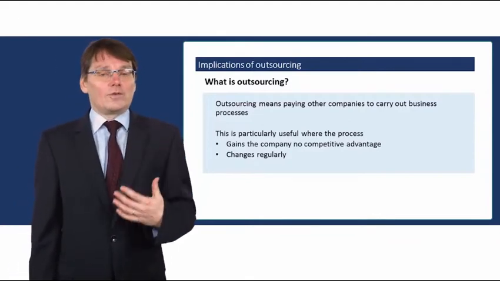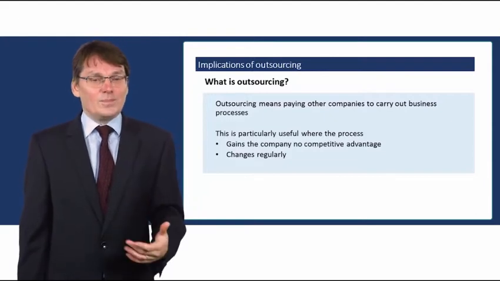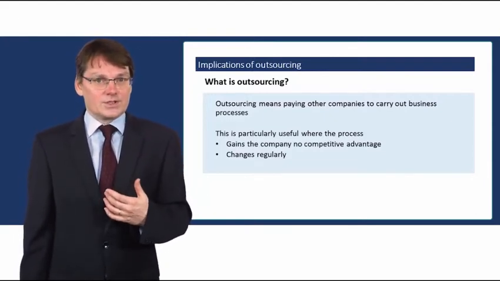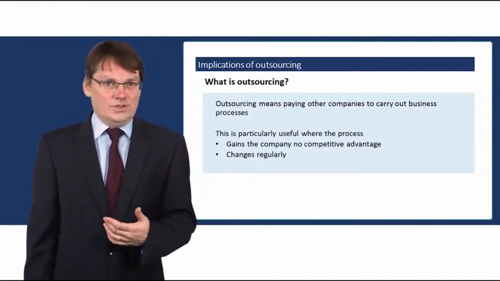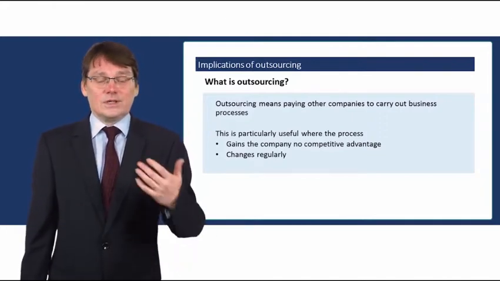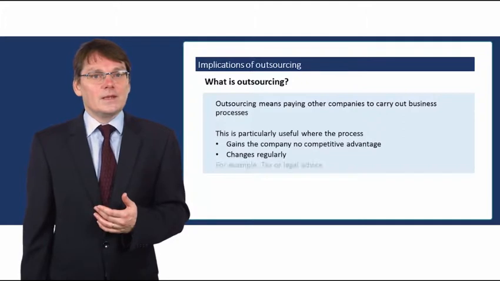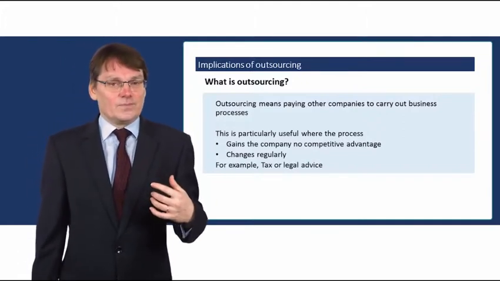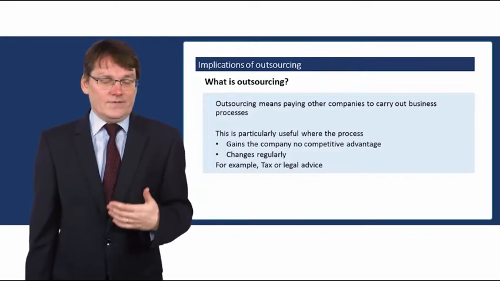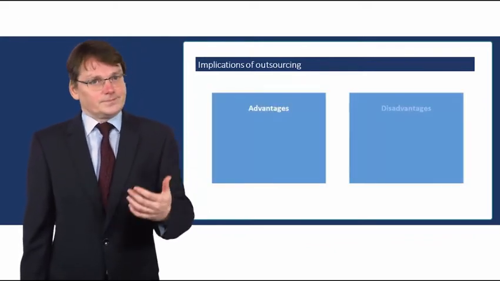If we are doing our own payroll, that means every 12 months we have to change the way we do things. It might be easier just to pay somebody else to do it, and then every 12 months let them worry about it. So tax is a good example. Legal advice, where legal things change regularly, that's another good example.